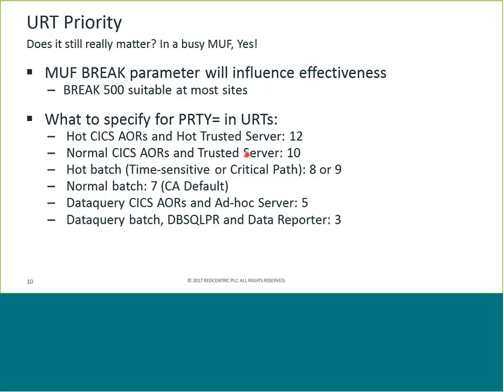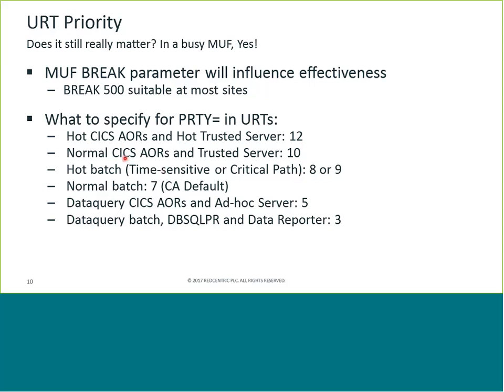So you don't want to allow inefficient things, anything untrusted, anything that hasn't been tested thoroughly and performance analyzed and verified. You don't want to allow those to run at high priority. But your hot KICS, your hot trusted server, your normal KICS and normal trusted server should be running at higher than the default URT priorities.